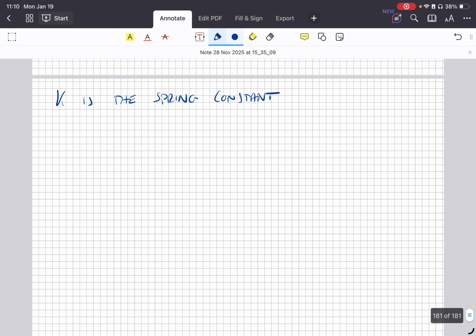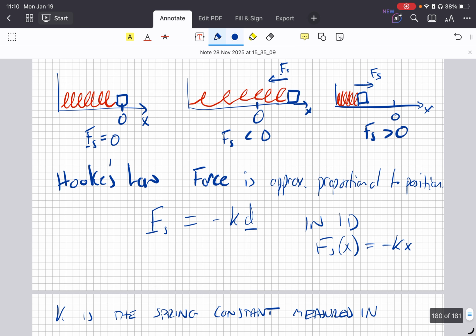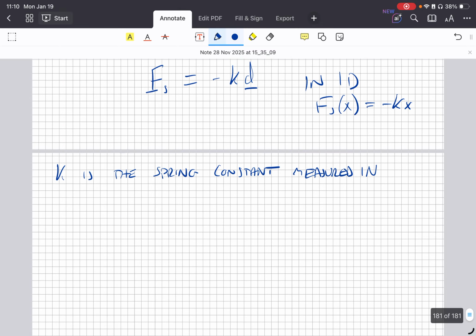Just to say, what will the units be? Well, it's force here, so that'll be measured in newtons. This position or displacement is measured in meters. So the units of k here must be newtons per meter.